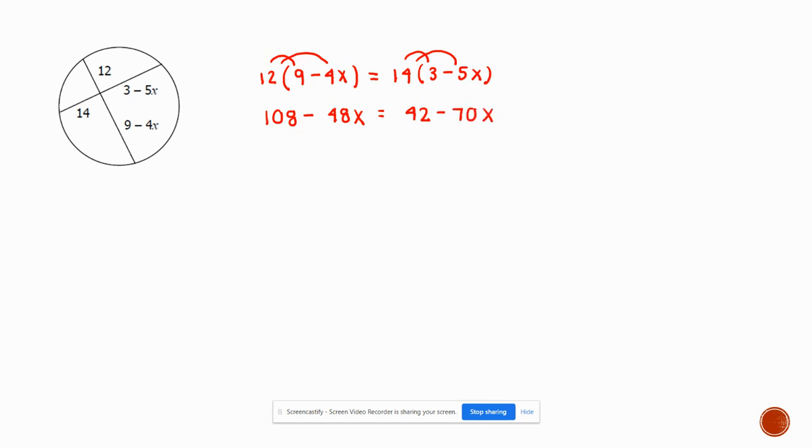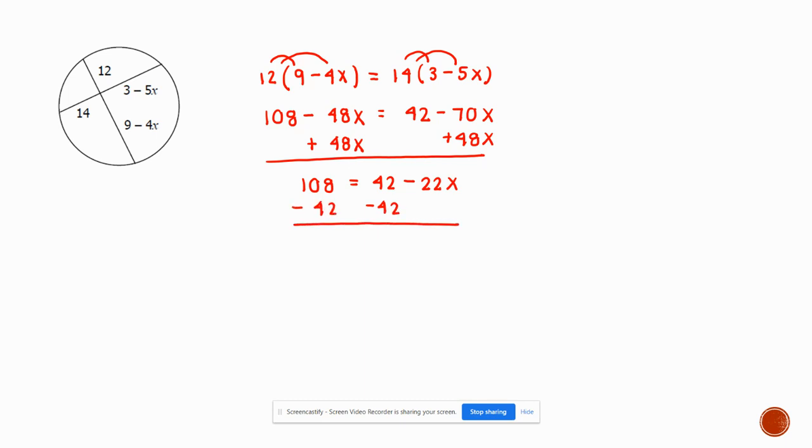Now our goal is to start solving for x. So I want to get all the x values to one side. So I'm going to go ahead and add 48x over to the right. That still leaves us with 108 on the left. We'll still have 42, but now we'll have a negative 22x. We will then move that 42 over to the other side by subtracting. That gives us 66, and that equals negative 22x.